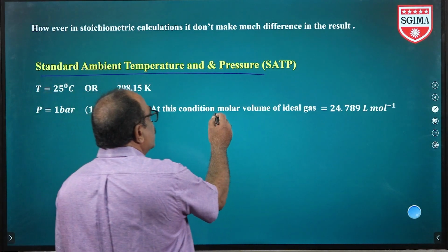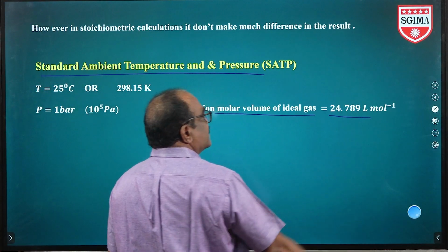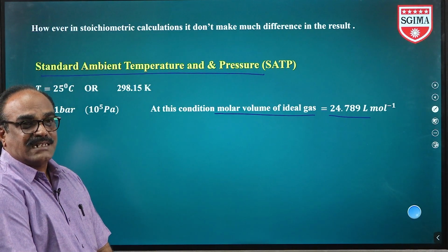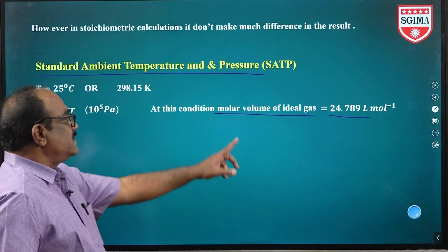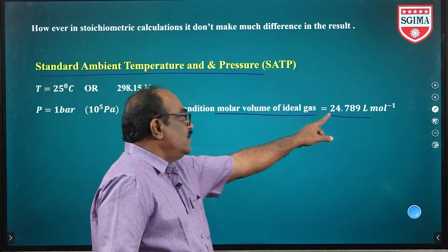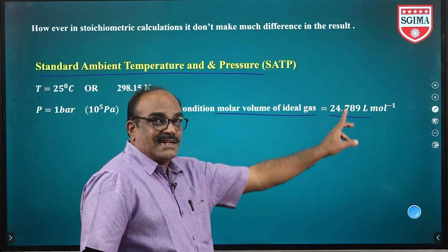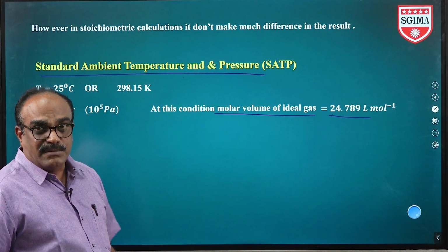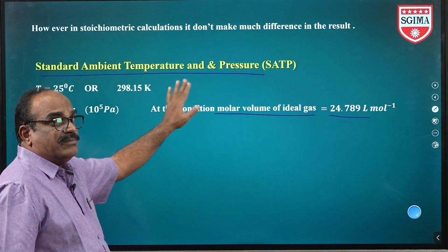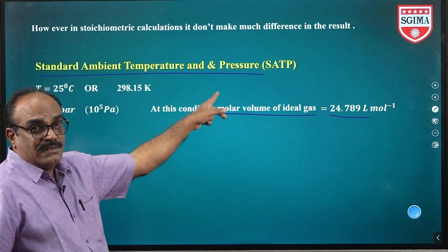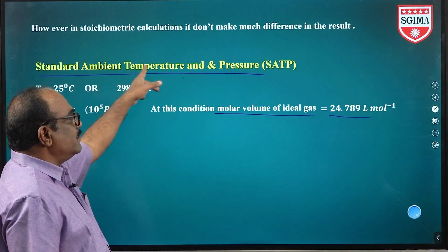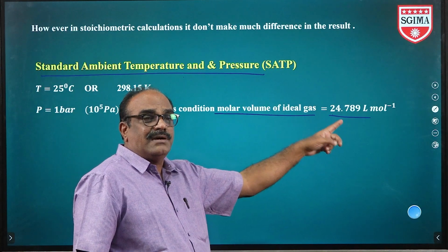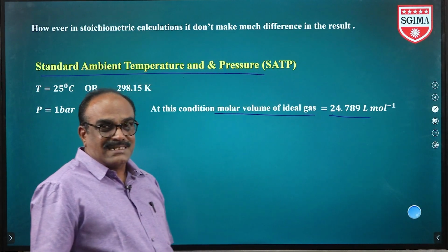Under that condition, the molar volume of the ideal gas is going to slightly change to 24.789. Instead of 22.4 liters, if SATP condition is taken, we need to remember this 24.789. Usually, questions based on this are not given in our syllabus, but for information, please remember this is a thermodynamic condition. Under that, the molar volume value will be slightly different when compared to the gram molar volume we discussed previously.